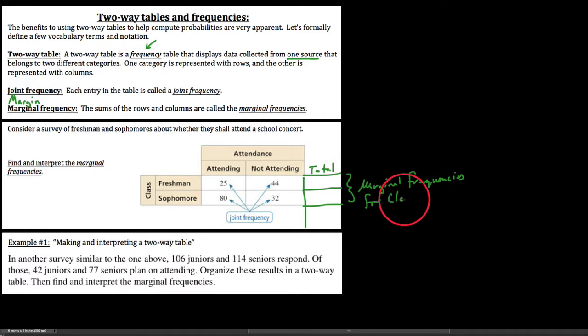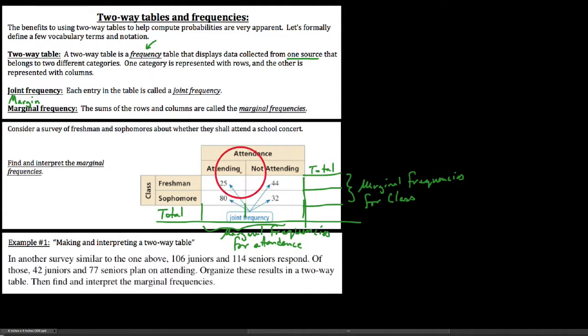for class. Then down here at the bottom, we'll extend a row, so I'm going to have to write over what we have here. We'll go across. These bottom two entries down here would represent the marginal frequencies for attendance. When you hear marginal frequency, it's basically the sum of the frequencies in the row or the column. We want to find and interpret these.